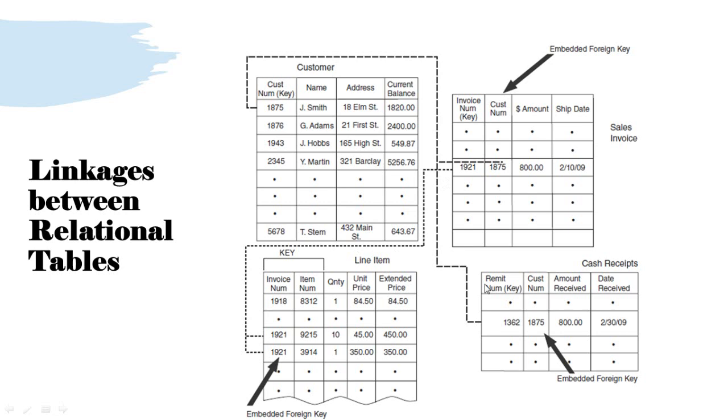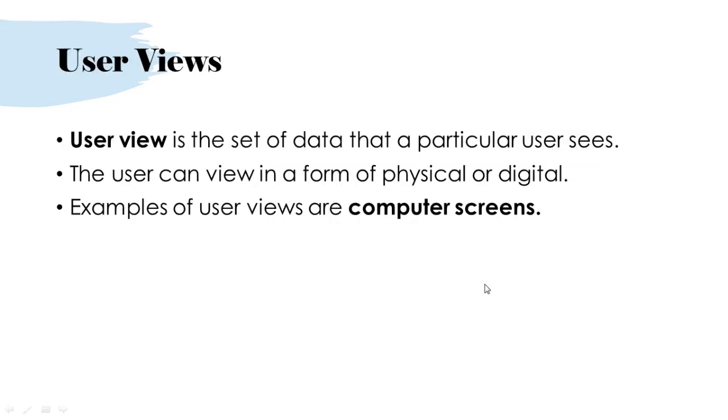Okay, next. This is user views. A user view is the set of data that a particular user sees. The user can view it in a physical or digital form, so it is maybe paper-based or maybe digital, like maybe on our screen here. Examples of user views are computer screens.